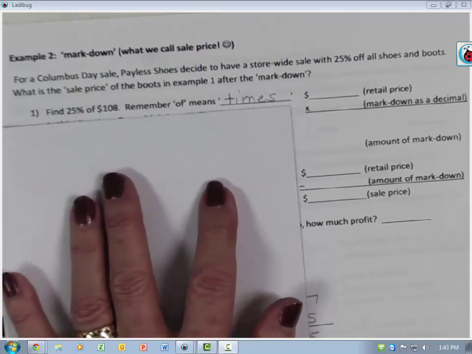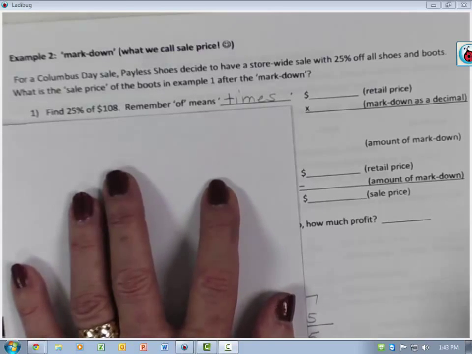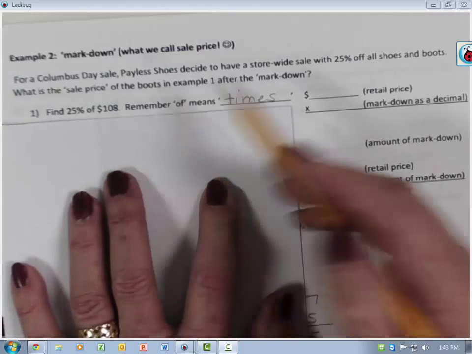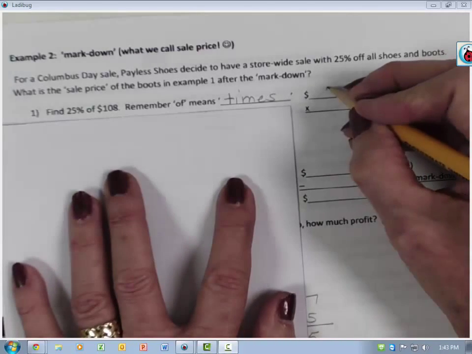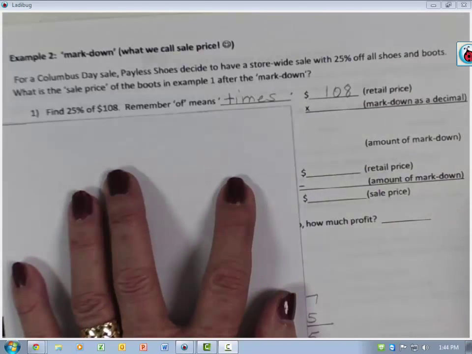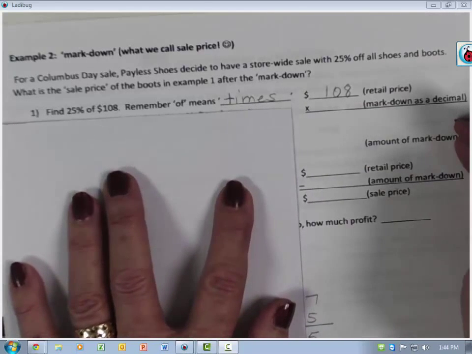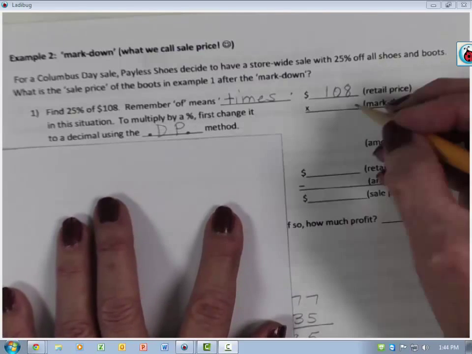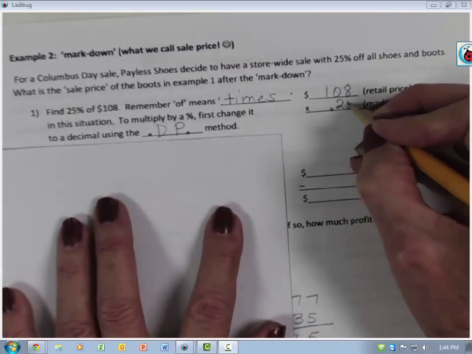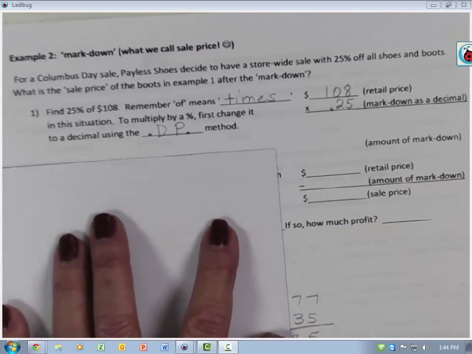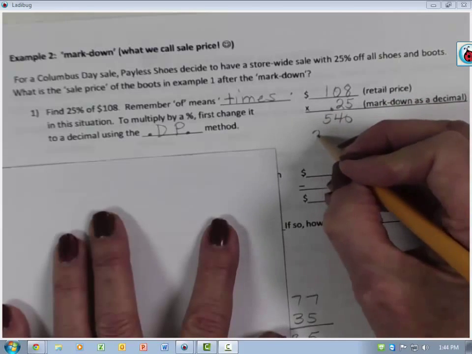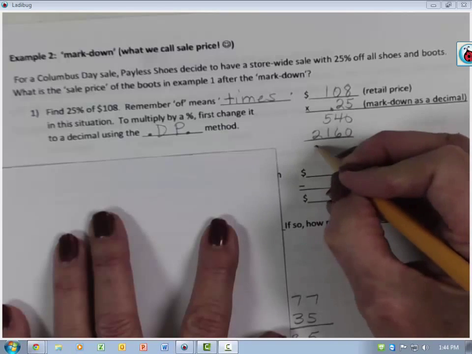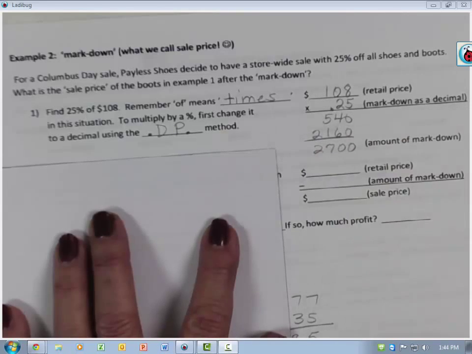So the first thing we're going to do is find 25% of $108. Remember, of means times. So we're going to do $108, which is the retail price, what we pay in the store, times 0.25, because we're going to change that percent to a decimal. Go ahead and multiply that out. And when you get finished with that, you should come up with 2700.